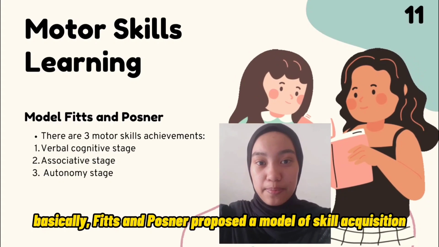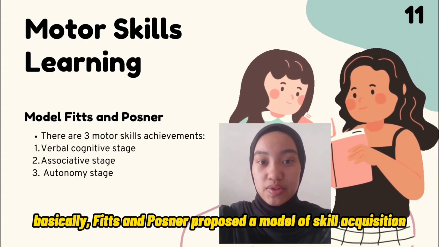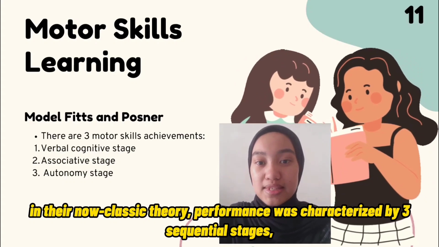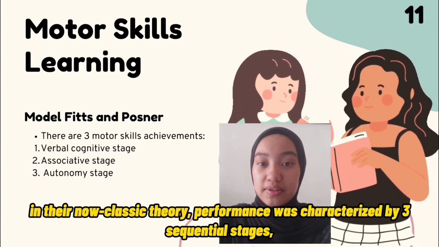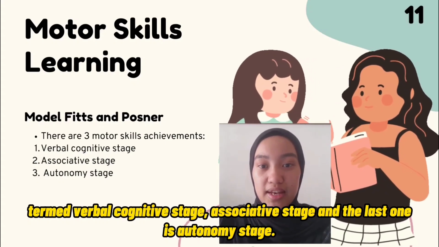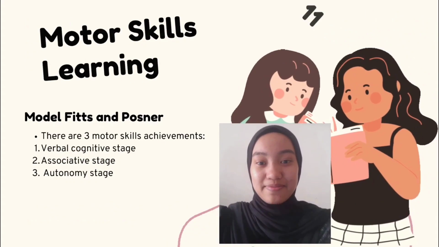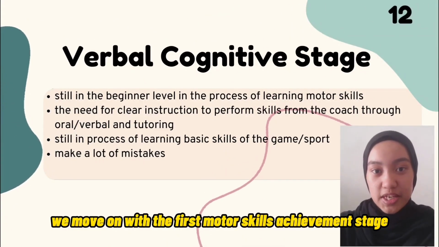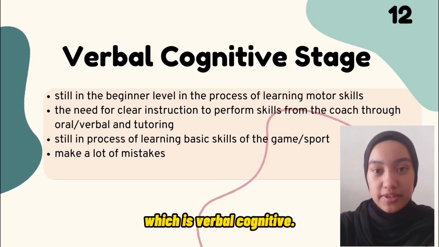Basically, Fitts and Posner proposed a model of skill acquisition that centered on 3 stages. In their now classic theory, performance was characterized by 3 sequential stages, termed the verbal cognitive stage, the associative stage, and the last one is the autonomous stage. We move on with the first motor skills acquisition stage, which is verbal cognitive.